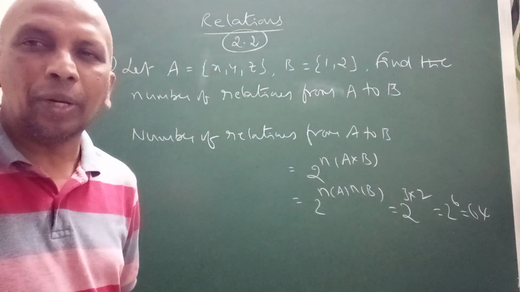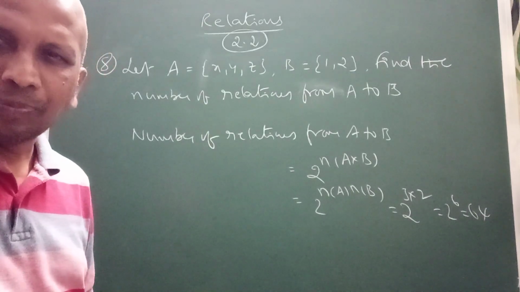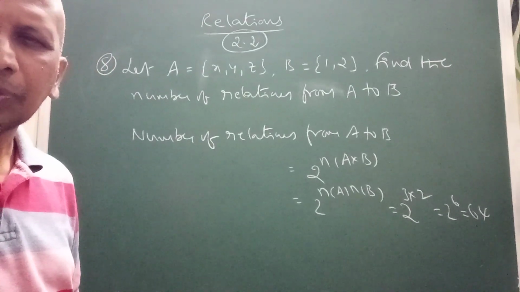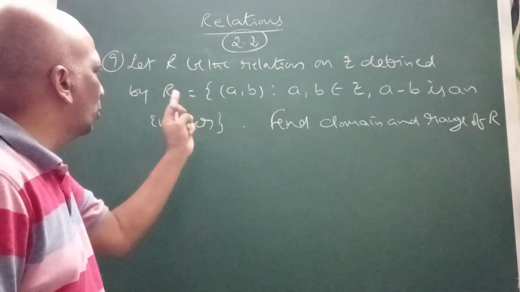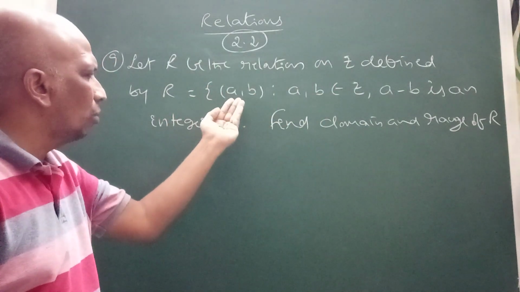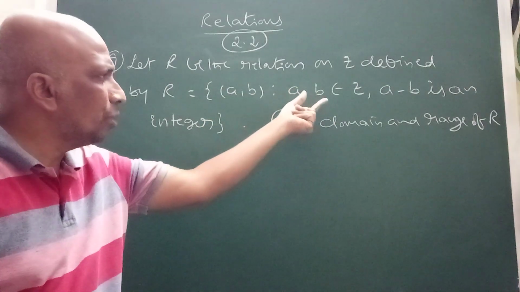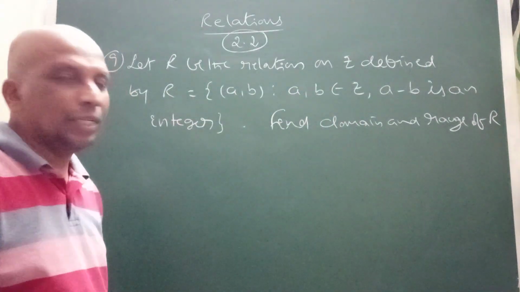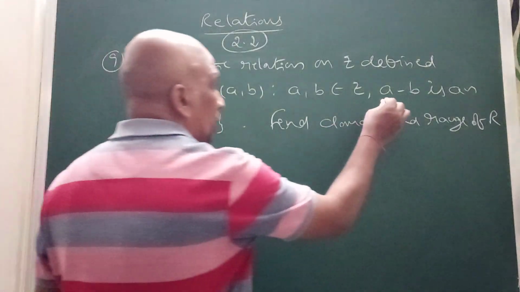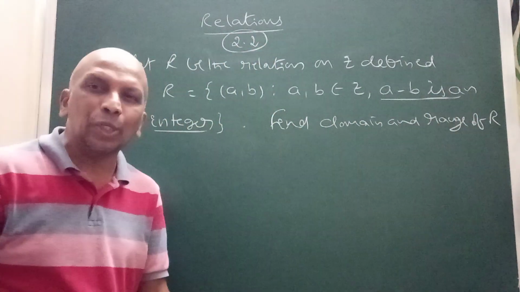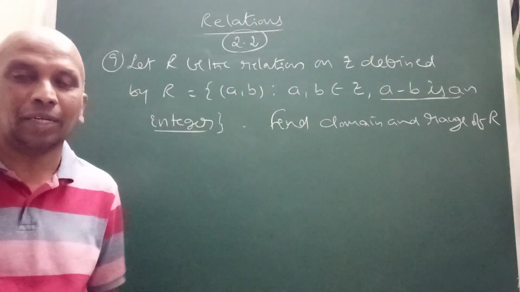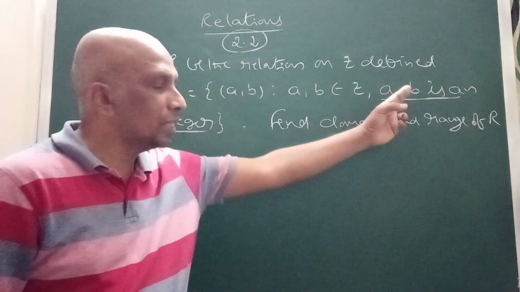Now I am going to complete the last problem, the ninth one. You can see in the last problem, R is the relation on Z defined by R equal to the set of ordered pairs (a, b), where a, b belong to Z, and a minus b is an integer. They are saying the difference between these two, a minus b, is an integer. If you take any two integers, the difference again is an integer, right? The difference of two integers is always an integer.